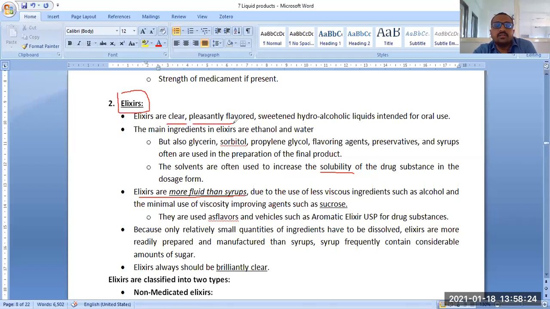It is a clear, pleasant flavor, sweetened, hydroalcoholic. इतना ही लिखा है. Four words are most important. He had not mentioned the viscous liquid. It is not a viscous liquid. Yes, that word is included in a linctus. Linctus की जब हम डेफिनेशन देखेंगे तो उसमें क्लियर इंडिकेशन होगा.